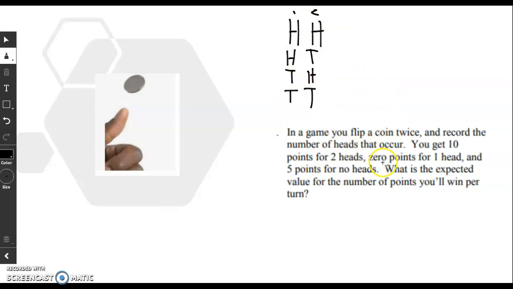So out of those 4 different possibilities, it says that I get 10 points for 2 heads. So my probability of this would be 1 out of 4. So I'm going to come down here and actually write it down. My expected value would give me 1/4, and they said that I win 10 points for that.